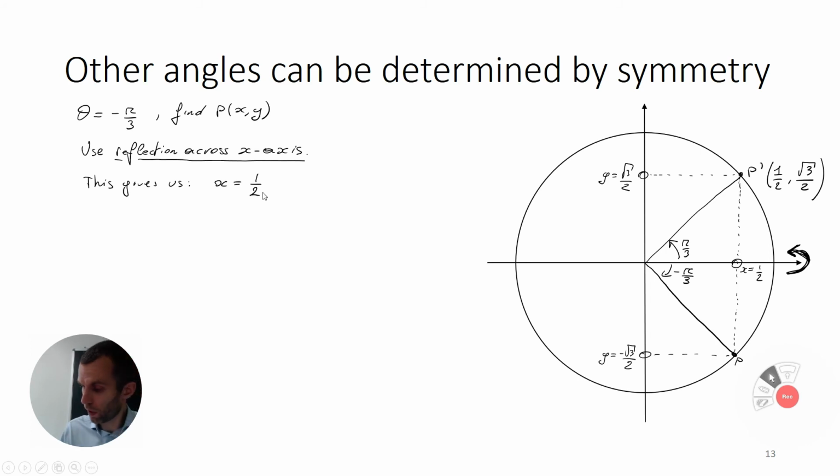So we get 1/2 for the x value, and the y value for P is minus square root of 3 divided by 2. So in other words, the point P has coordinates 1/2, negative square root of 3 divided by 2. We will see a trigonometric formula in a minute that will let you derive this without having to draw the unit circle, but just to play with this a little bit.